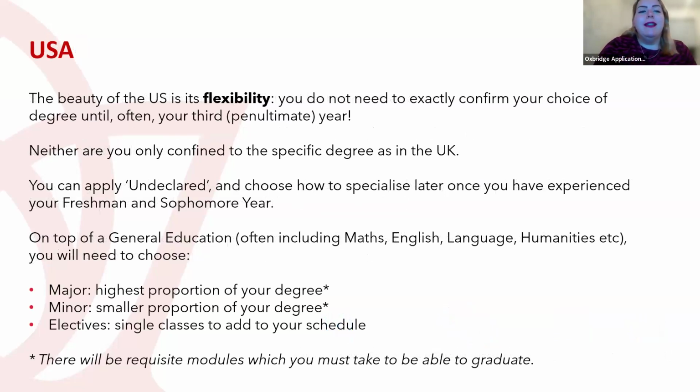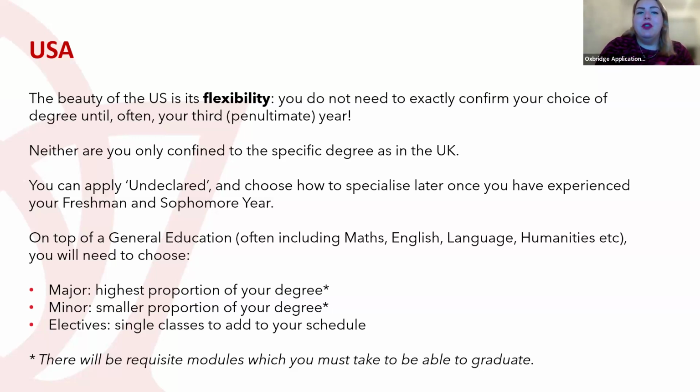So I mentioned the flexibility is really a boon in studying in the US, and it truly is, because you do not need, in many cases, to exactly confirm that specific degree until the end of your 2nd year and as you progress into your 3rd, penultimate year. So as I mentioned, the US degree is a 4-year program. The first 2 years are called your freshman and your sophomore year.